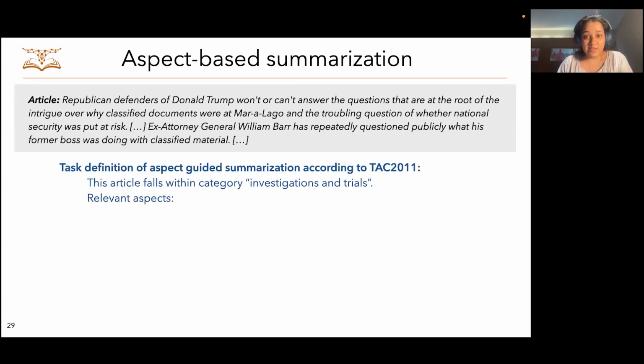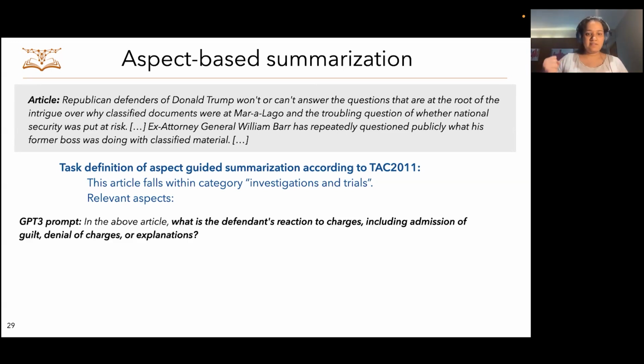An aspect-based summarization task was formalized in TAC 2011, which was that given this article, it would first categorize it as under investigations and trials. It had 5 categories, and it had predefined relevant aspects for each of these categories. For instance, for this article, a relevant aspect is what is the defendant's reaction to charges, including admission of guilt, denial of charges, or explanations.